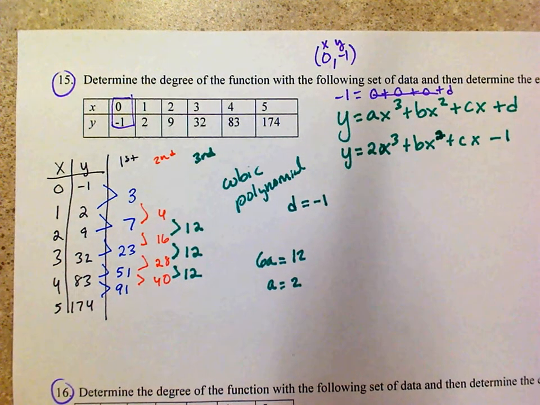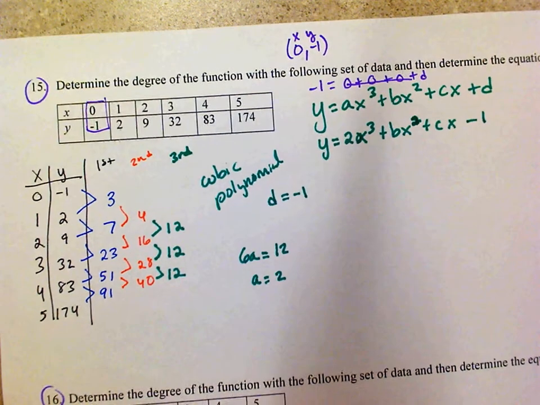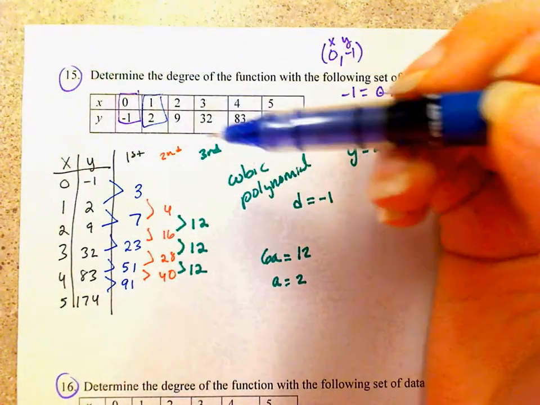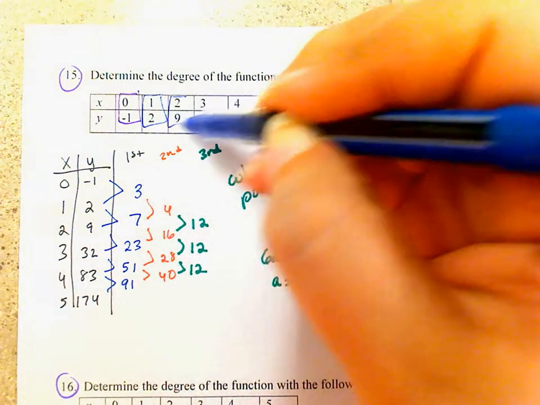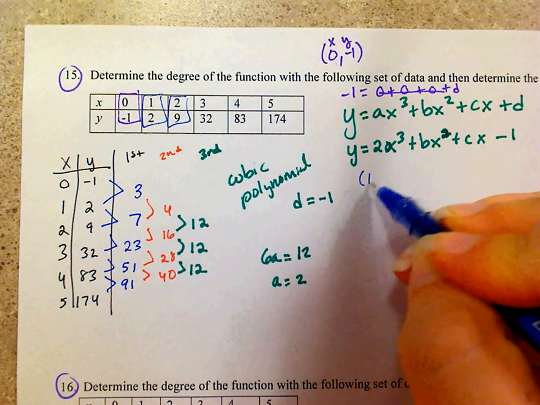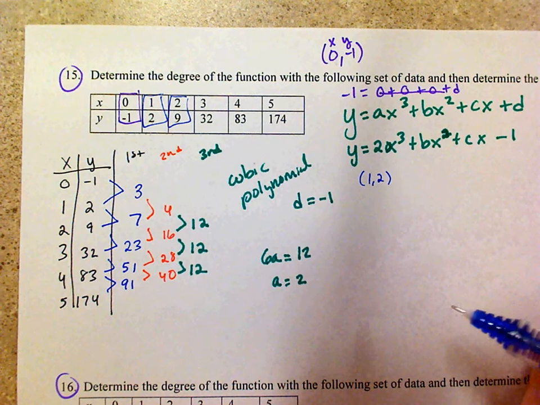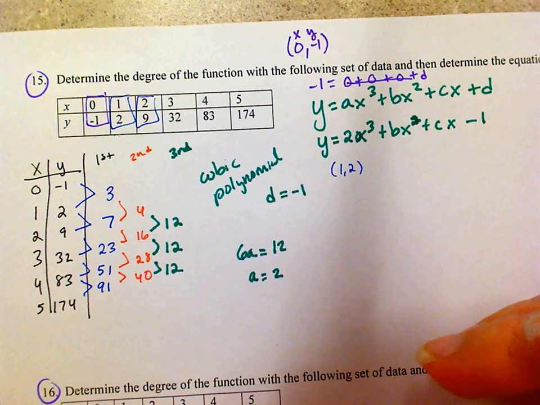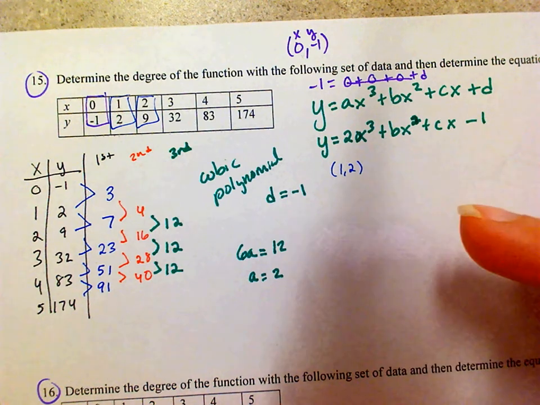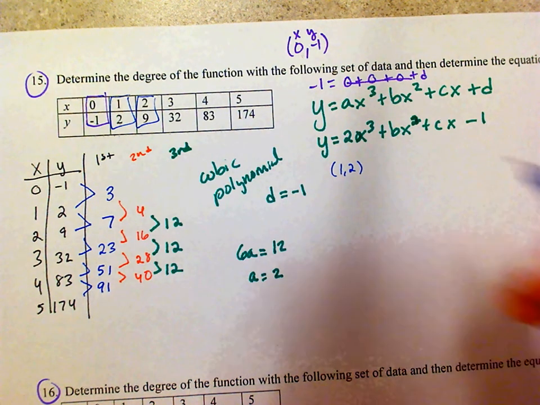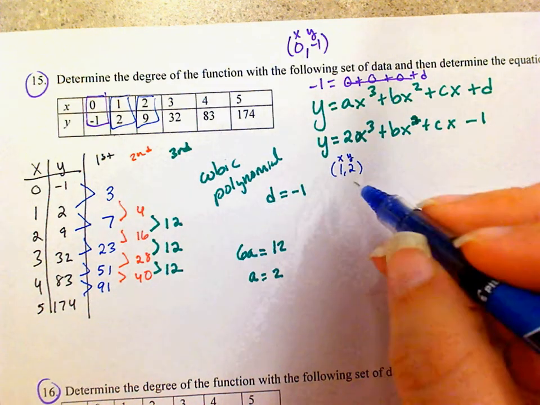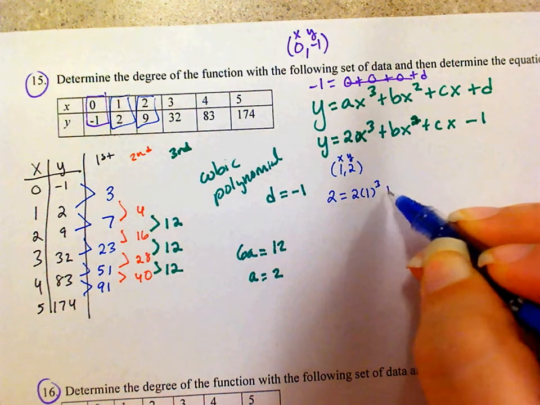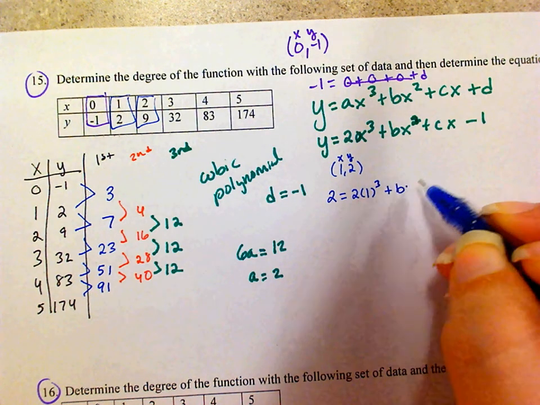So what you should always do is pick the next 2 points, 1, 2 and 2, 9, right? So first I'm going to use the point 1, 2, and then I'm going to use the point 2, 9 to come up with 2 different equations involving b and c. I know I have to do it twice because just once will not solve for b or c. Okay, so this is my x, this is my y. 2 equals 2 times 1 cubed plus b times 1 squared plus c times 1 minus 1.